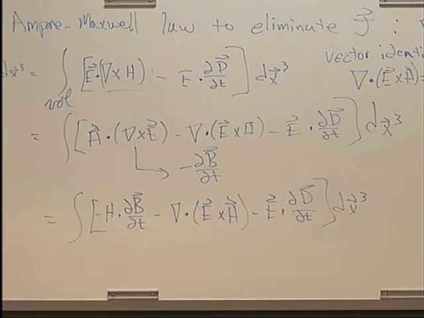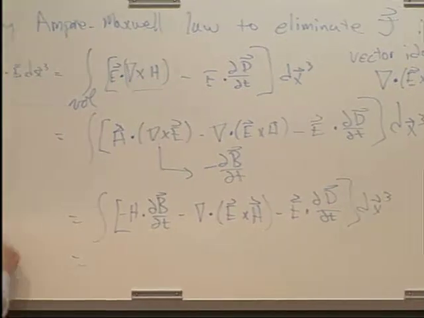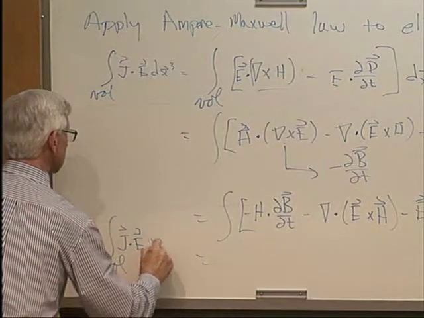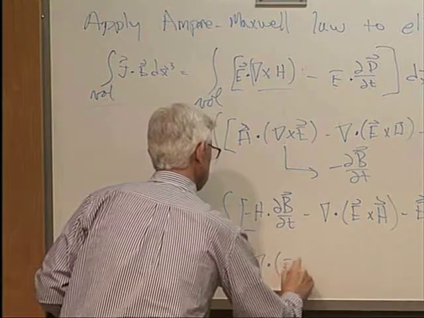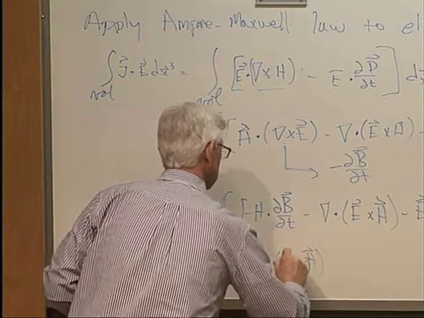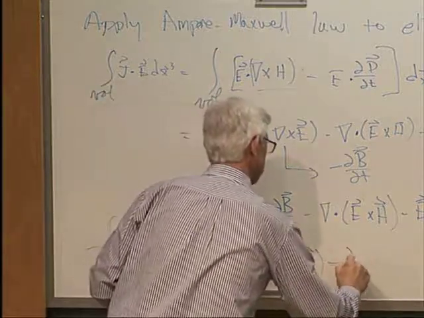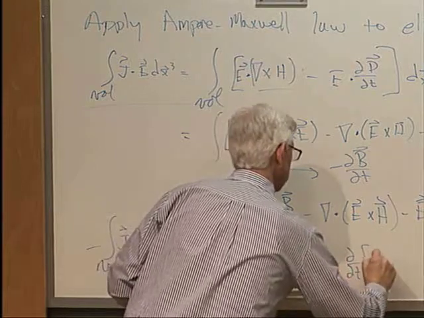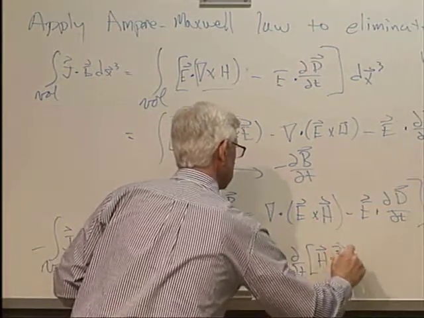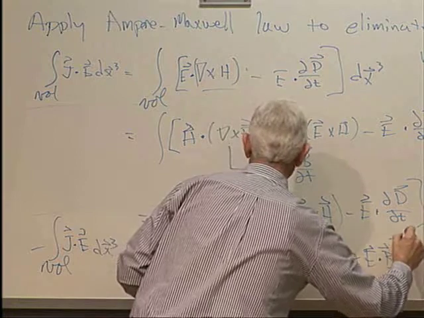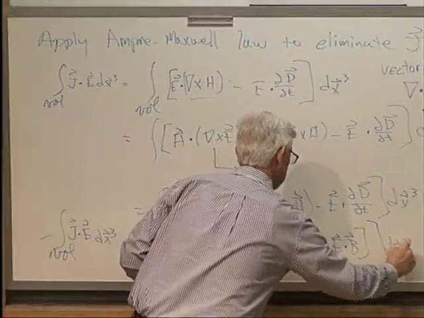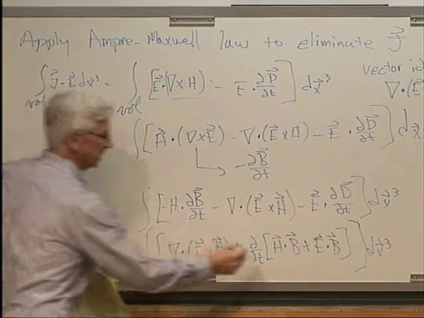All right. Now, realize, we can do a little bit more on this. Can I get rid of the minus sign? Let's bring it over to the other side. Minus integral volume J dot E dx cubed is equal to, let's do this, del dot E cross H minus, or plus, partial with respect to time of H dot B plus E dot D, dx cubed. All right.